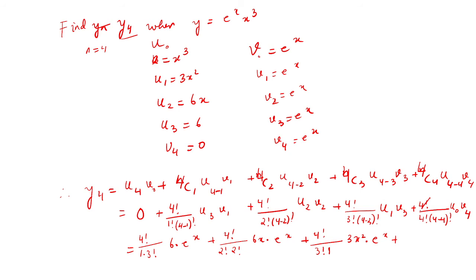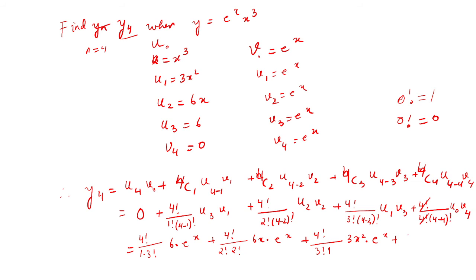And u1 is given as 3x squared, and v3 is given as e^x. Plus, you can cancel out 4 and 4 factorial. Interesting thing, what is 4 minus 4? It's actually 0 factorial. Remember that 0 factorial is always equal to 1. Keep that in mind. In your previous test, I have seen a lot of students write 0 factorial as equal to 0. It's supposed to be equal to 1. 0 factorial is always equal to 1.